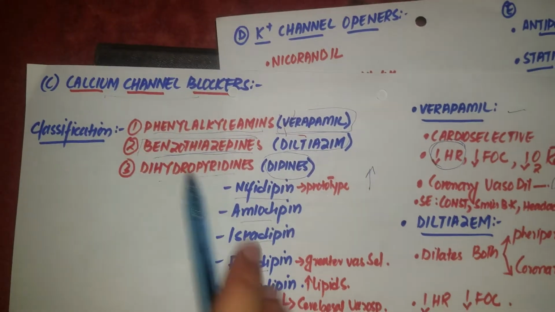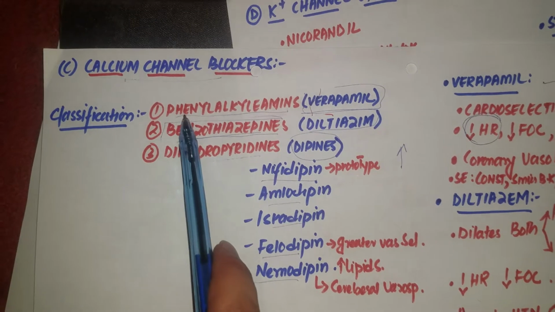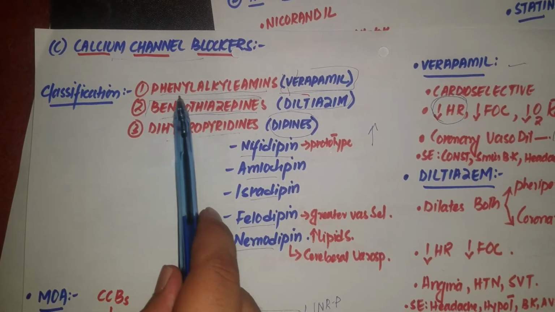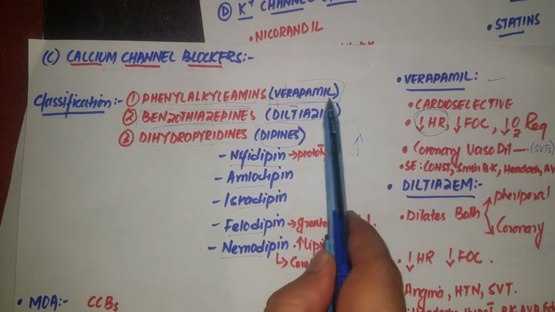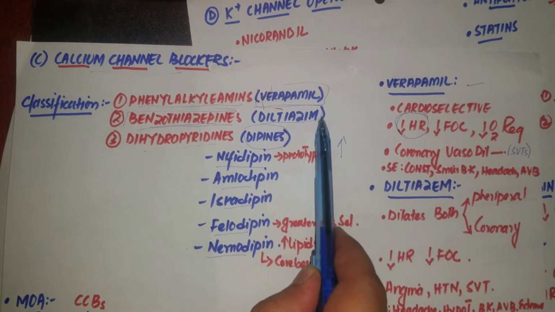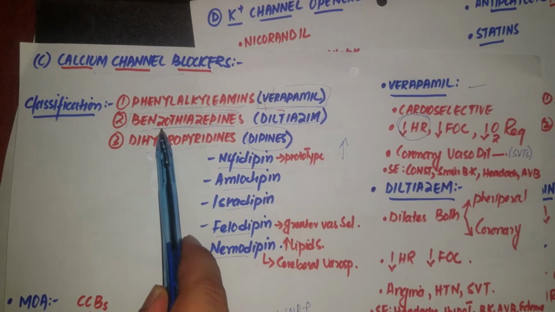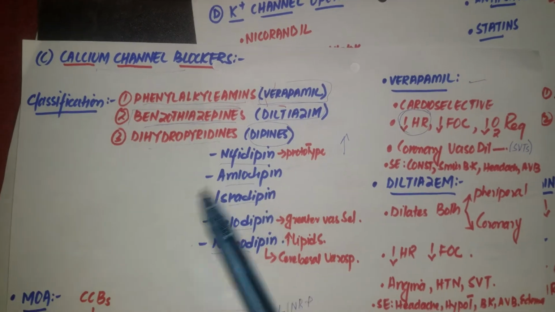Now, the third class of the anti-anginal drugs are the calcium channel blockers. They're classified into three groups. The first one is the phenylalkylamine, which includes verapamil. The second one is benzodiazepine, which includes diltiazem. Note that this is not the benzodiazepines that are sedatives and hypnotics.